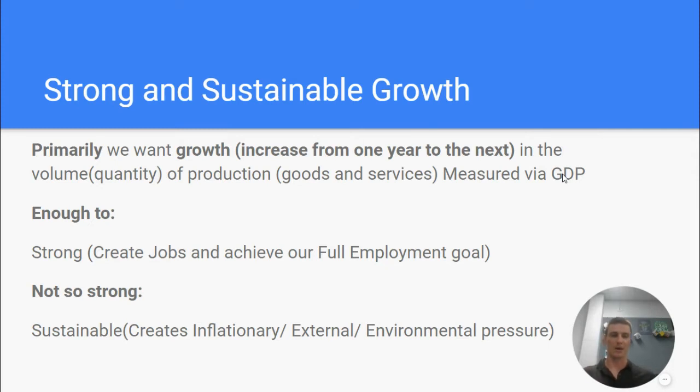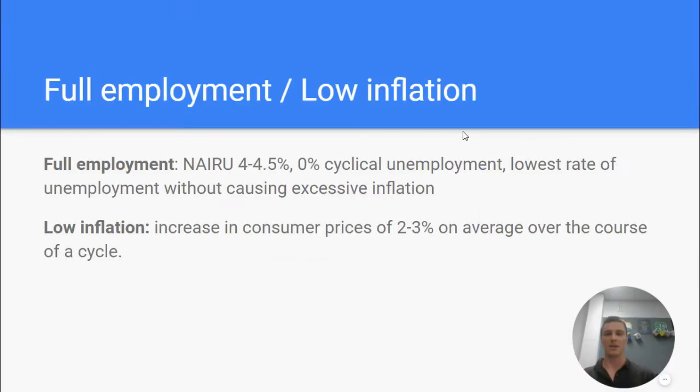Then, as a bit of a side point, we want it to be strong enough to create jobs. That's the strong component, but not so strong that it puts inflationary pressure on the economy. Sometimes they talk about external environmental pressure. So we're going to look at this on the aggregate demand and aggregate supply curve, but you just want to be really clear about when it's been achieved and when it hasn't been achieved. Inflation is a side point. It's not the main point of the goal. That would be low inflation, wouldn't it? Got the other two goals here, but I'm not going to go through them. I just felt bad because they weren't there.